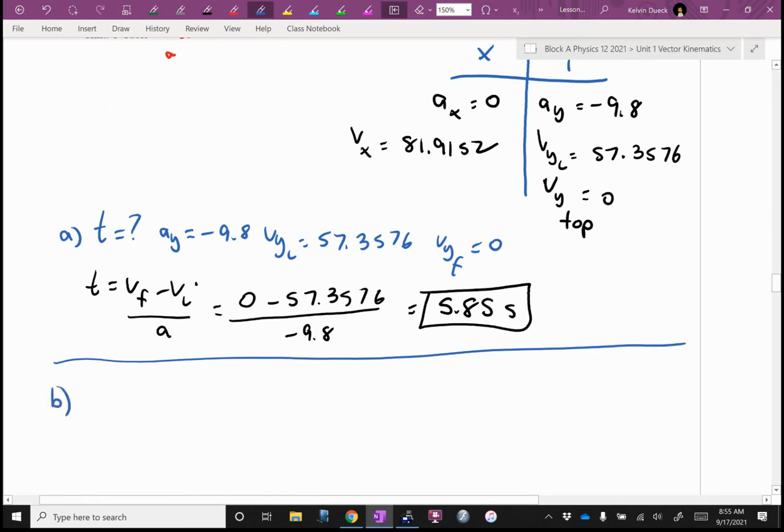What does B want me to find? Isn't that 5.85? Oh, so? Okay, I have two options to find total flight time. T total can be T top times 2, and I'll do that this time because I have the time to top sitting on my calculator.